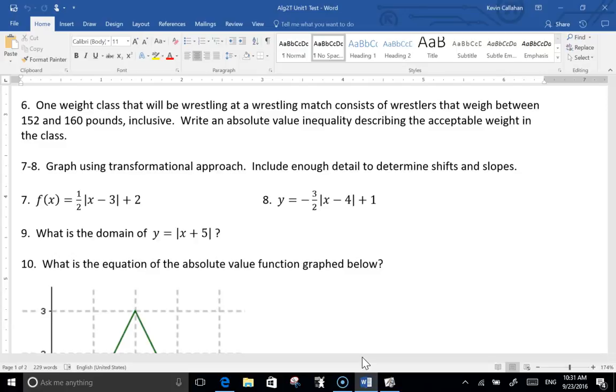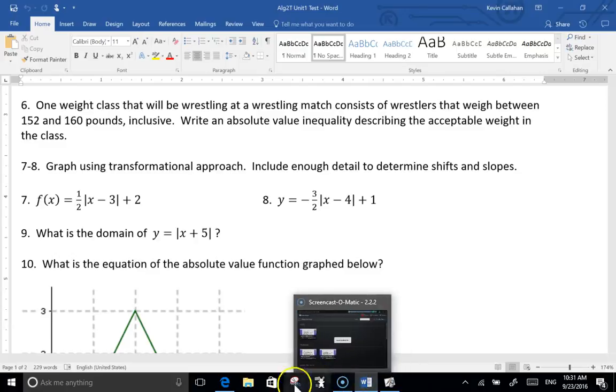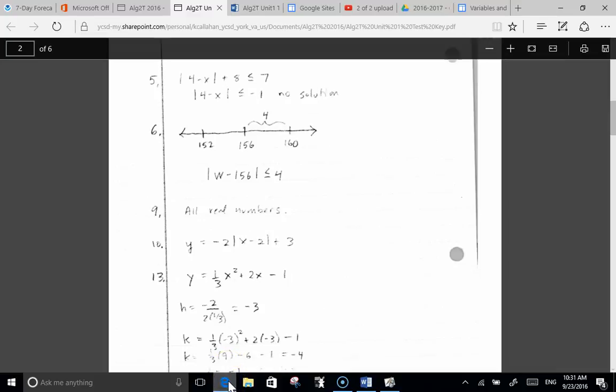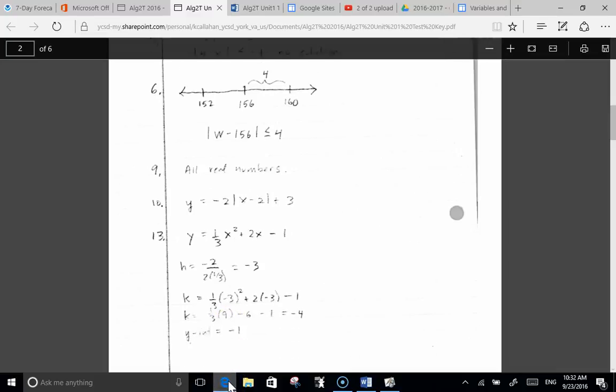So if I want the weights to be between 152 and 160, remember the tolerance formula was the variable minus the center in absolute value is less than or equal to the tolerance. And the tolerance is how far away can it be from the middle.